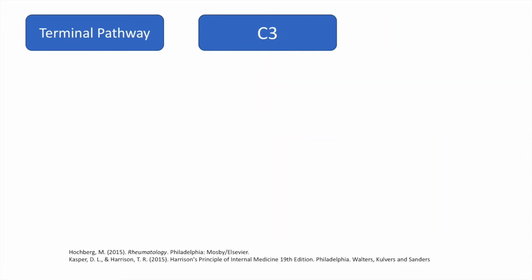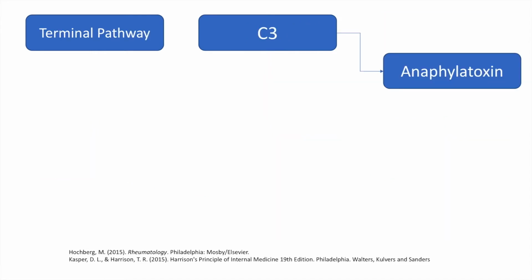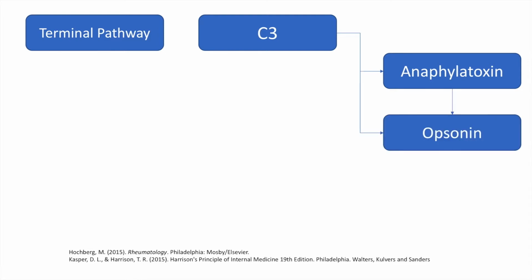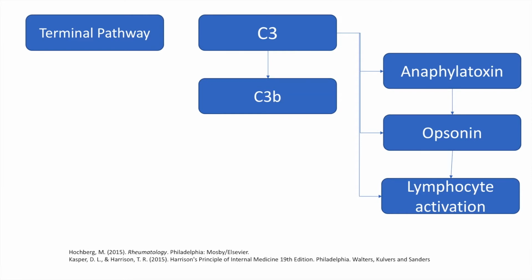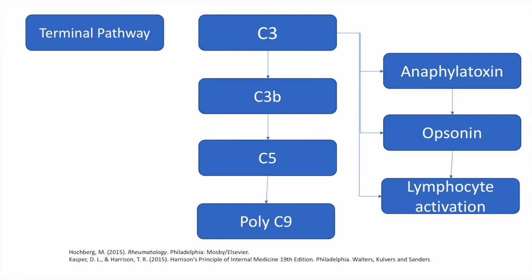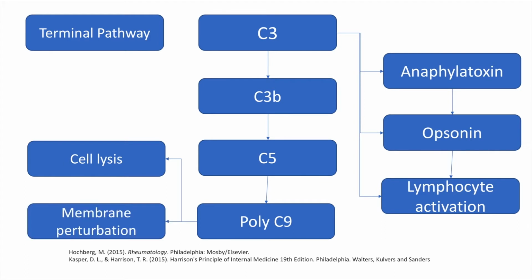The terminal pathway is as follows. C3 is an anaphylatoxin and an opsonin. It causes lymphocyte activation and also itself converts into C3b, C5, and poly C9, which is the membrane attack complex. This results in cell lysis and membrane perturbations.